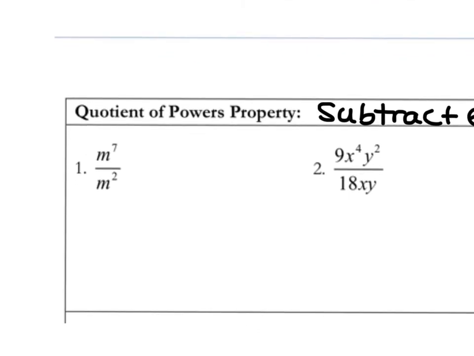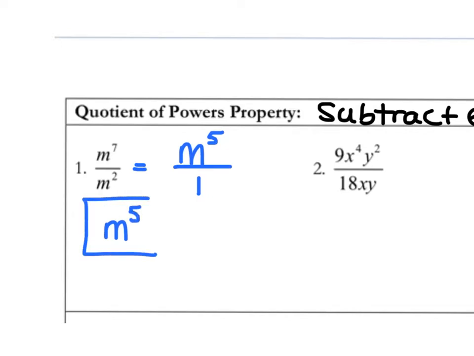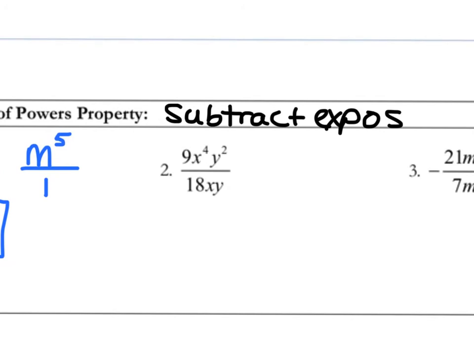Okay, so when we subtract, we get 7 minus 2, which is just m to the 5th. And you could do it over 1. I just like to do m to the 5th. Subtract your exponents. Number 2, look at the numbers, because you want to simplify those numbers. 9 over 18 is 1/2. That's how we're going to start this problem.